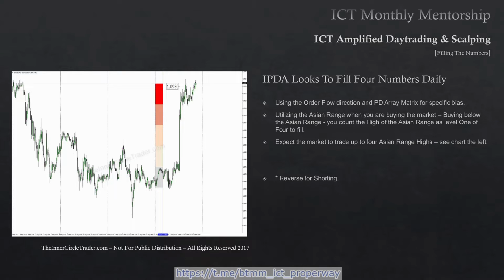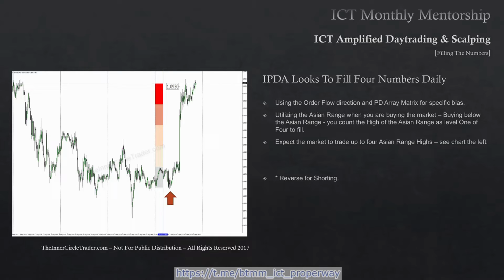Utilizing the Asian range, when you're buying the market, buying below the Asian range, you count the high of the Asian range as level 1 of 4 to fill. Expect the market to trade up to 4 Asian range highs. See chart to the left. And everything I'm showing you here, you're going to reverse for shorting.